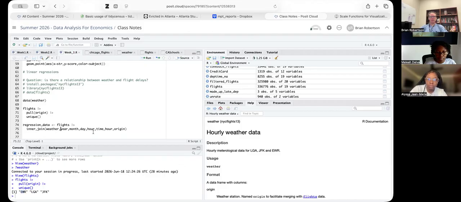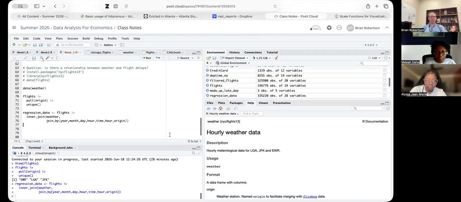So, I forgot to put in by. Join by. All right. So what this is going to do is it's going to take flights, I'm going to inner join it with weather, and I want it to join by year, month, day, hour, time hour, and origin. And so that's what we're going to do. So if I do that, I should get some regression data.